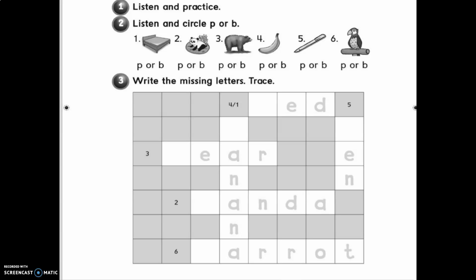Listen and practice. P says parrot. P says pen. P says panda. B says bear. B says banana. B says bed.